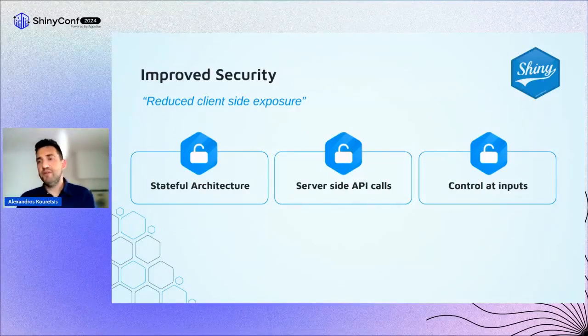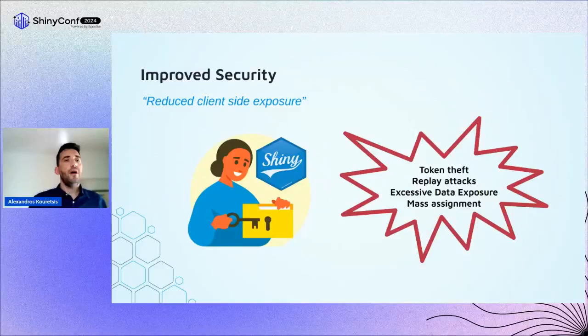And also we have much better control of inputs, right? Because we have all these bindings like select input. We can control the input parameters very well. So by reducing exposure of tokens, we can easily protect ourselves from many kinds of attacks like token theft and replay attacks. Vulnerabilities to our APIs are not exposed, like excessive data exposure and mass assignment. So Shiny is great for security in terms of this.